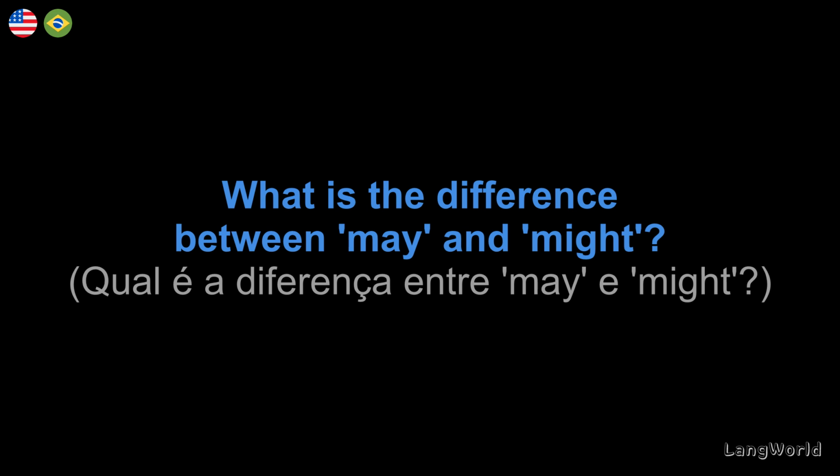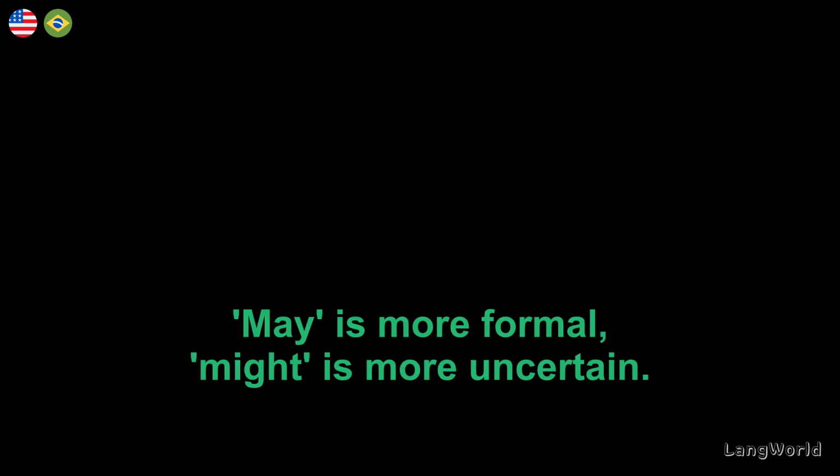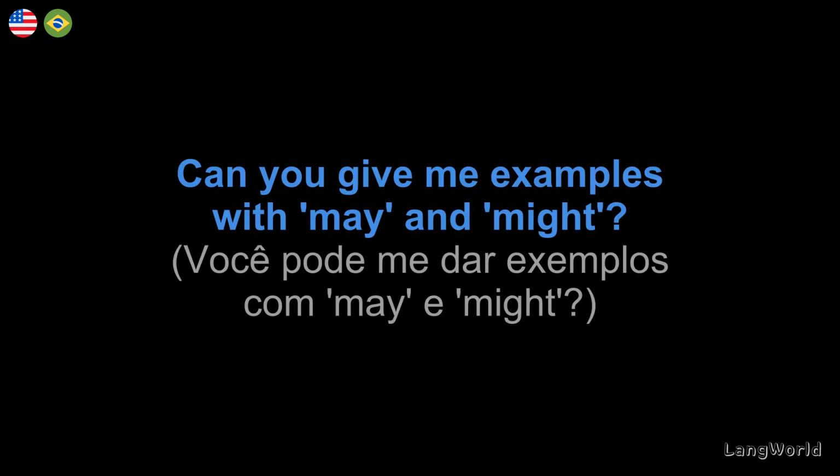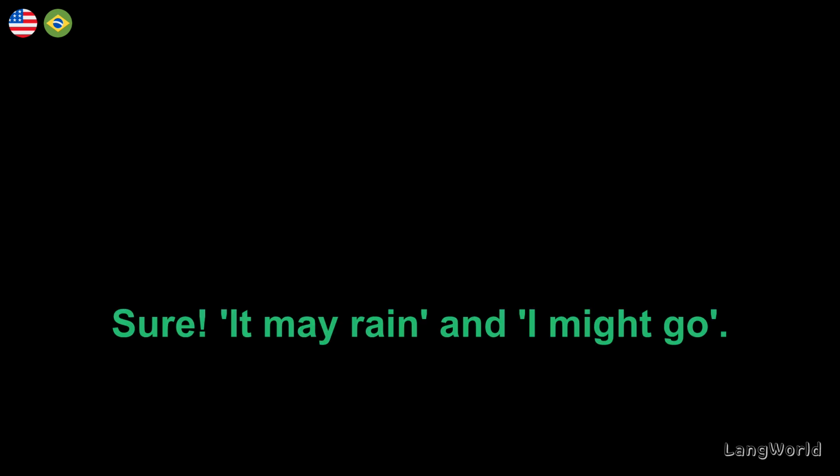What is the difference between may and might? May is more formal. Might is more uncertain. Can you give me examples with may and might? Sure, it may rain and I might go.